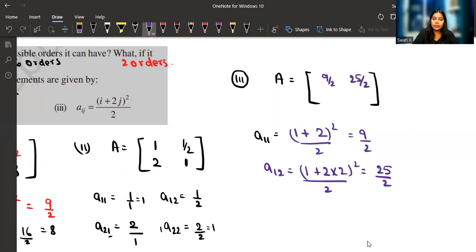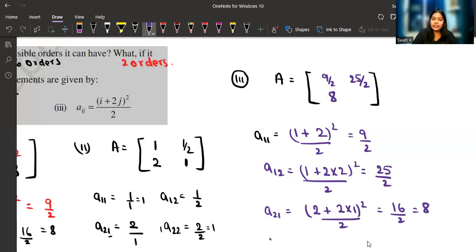Now let's put the A21. That means the second row, first column. So that means i is 2 and j is 1. So j is 1, that means 2 times 1 and then whole square upon 2. So this is 2 plus 2 times 1, which is 2 only. So 2 plus 2 is 4. 4 square is 16. 16 divided by 2 is 8. So therefore the entry is 8.